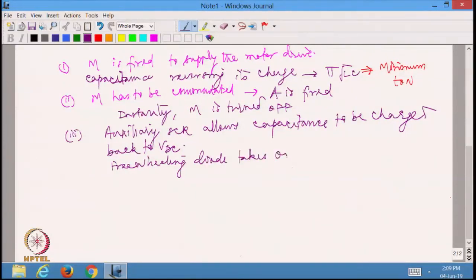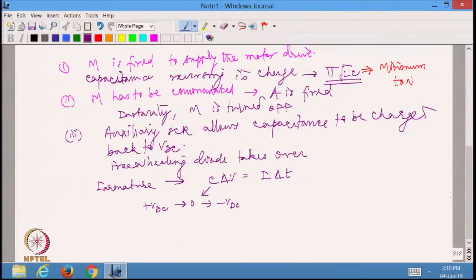So, basically this circuit is designed based on 2 things. One is this minimum T on, which is pi root LC. Another one is the I load or I armature of the DC motor, which might have been given already. This is the load condition. So, you can say C delta V equal to I delta T, right. And if I actually look at it, the capacitance voltage is literally going from plus VDC to 0 to minus VDC. This is how it is transferring, right.